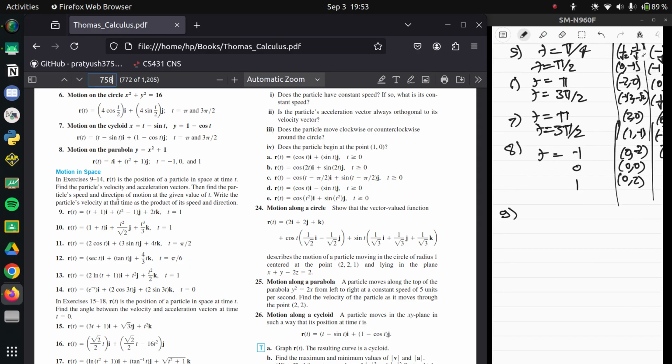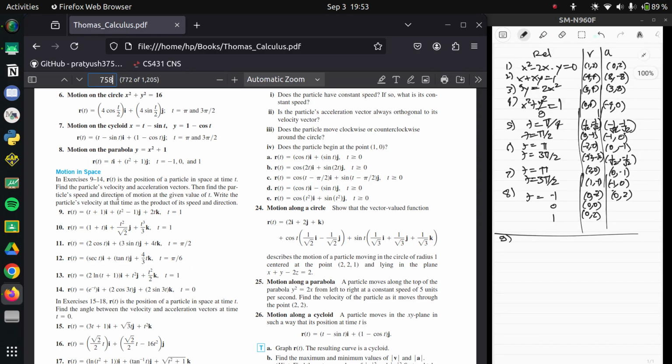So from this point onwards, it's all just find the velocity vector, find the magnitude of the velocity, and find the v hat thing. It's not magnitude, it's your unit vector, right?